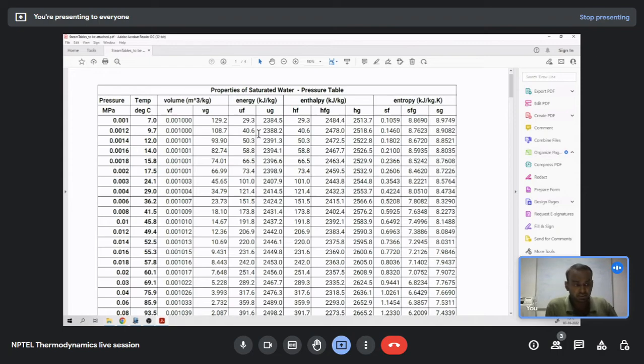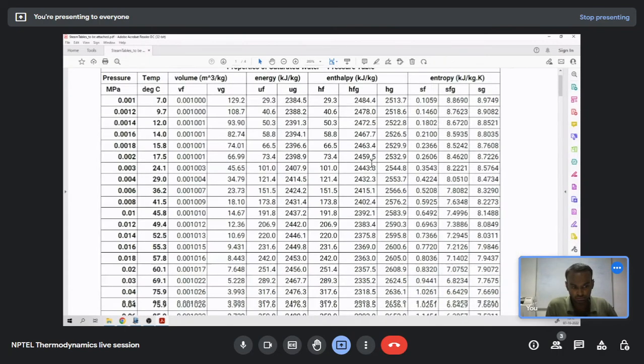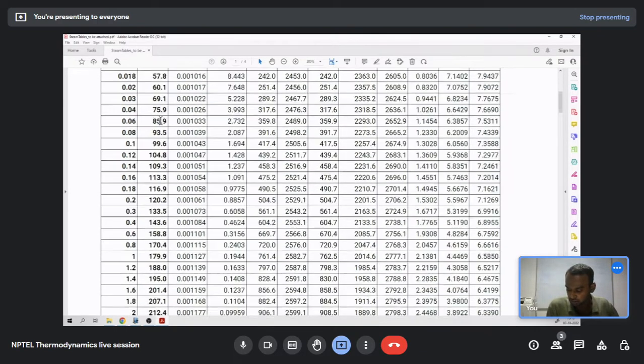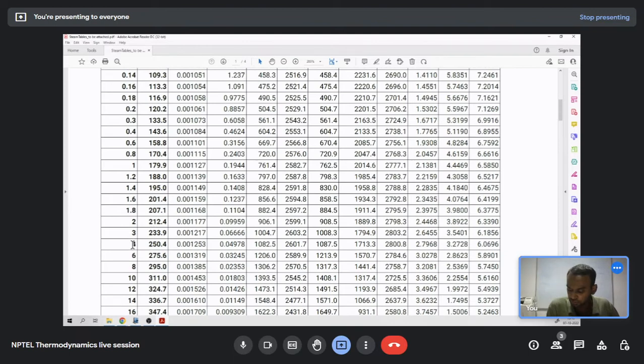So it was 7 megapascal and 450 degrees Celsius. Here we have megapascals and saturation temperature. Between 6 and 8 megapascals, the saturation temperature is 275 and 295. So at 7 megapascal the saturation temperature will be somewhere around 285 degrees Celsius, but our initial state of the steam is at 450 degrees Celsius. That means it is a superheated steam, so to find the properties of that, we need to go to the superheated steam table.